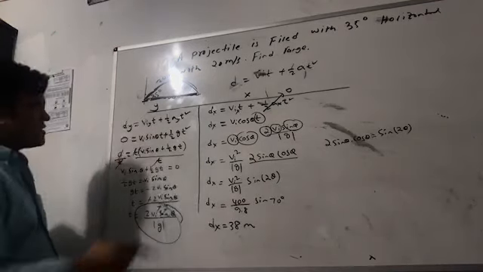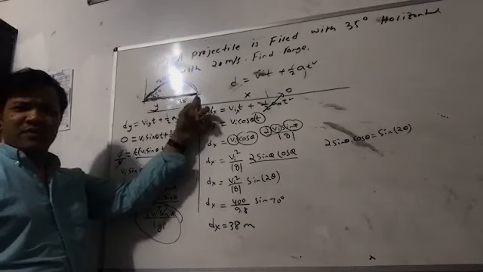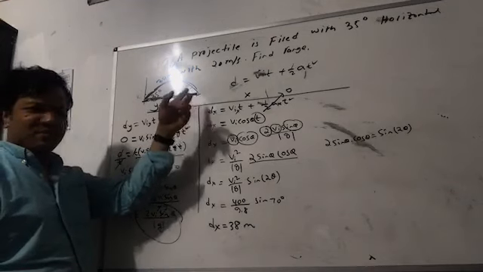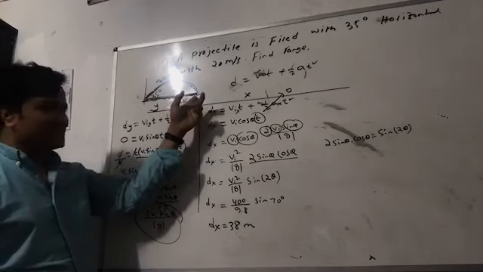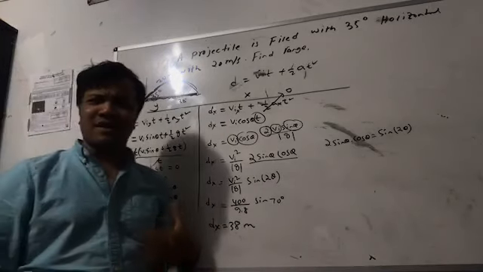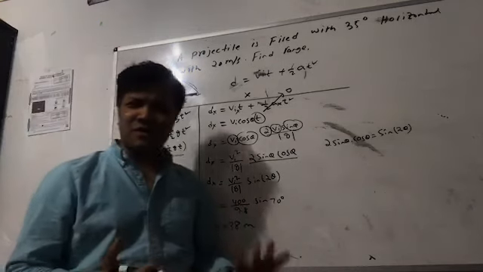We found that the ball landed 38 meters away from the origin. So the ball landed here, which is 38 meters away from the origin. Now we can solve this problem a little bit different way, which I call a dummy version.